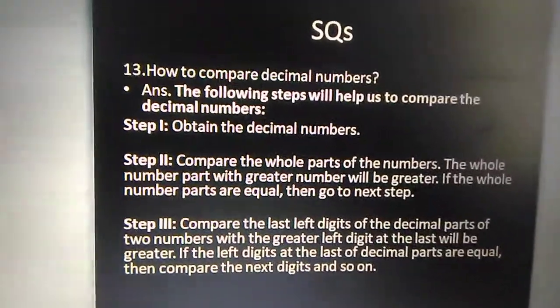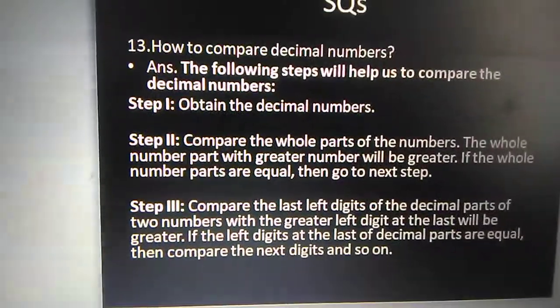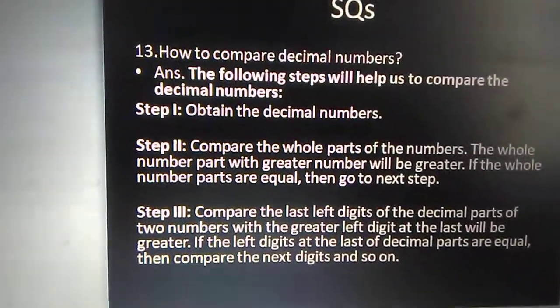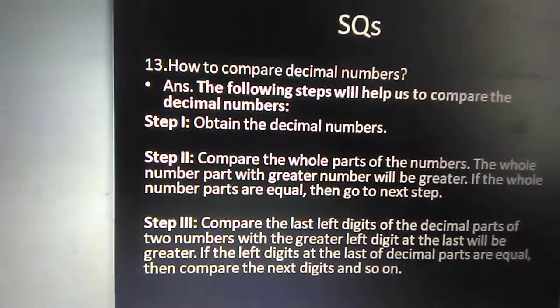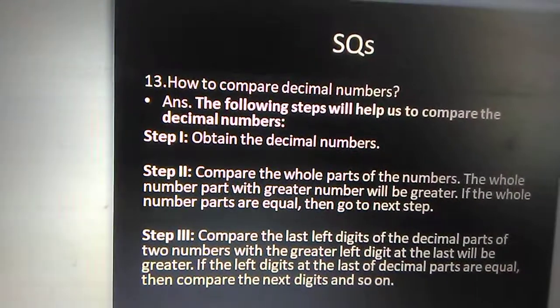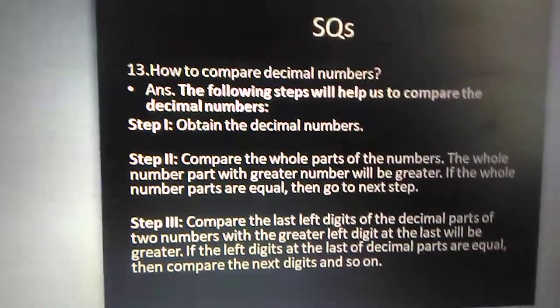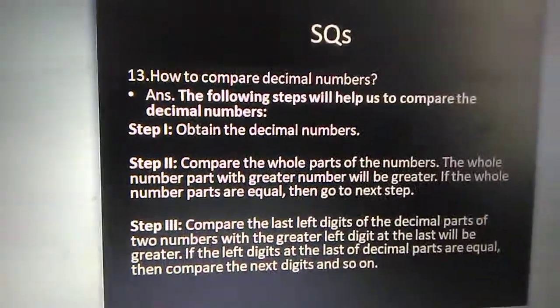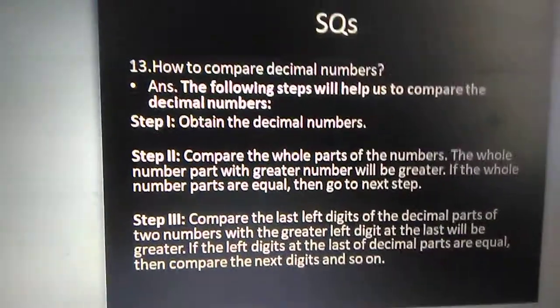Now one of the important things, how to compare decimal numbers. Following 3 steps, we can compare decimal numbers. First step, we need the decimal numbers. At first, if anyone tells us to compare numbers and they are given in fraction, we have to convert them into decimals, or if they are given in decimals, it is okay. So at first we get the decimal numbers.